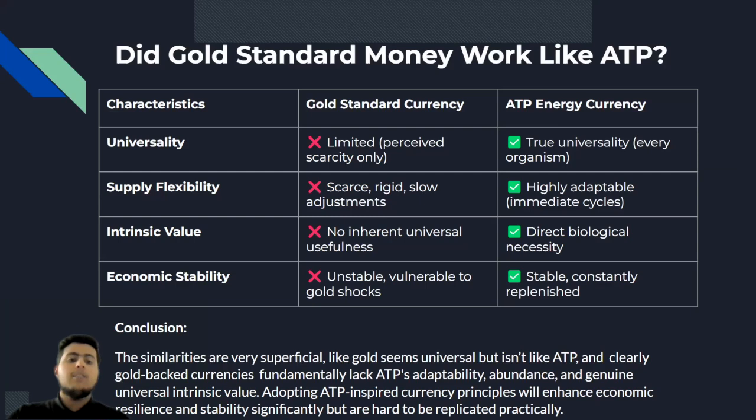Okay, so now let's talk about whether the gold standard money worked like ATP energy currency. So first of all, what is the gold standard monetary system? The gold standard is a monetary system in which the economic unit of account is directly based on a fixed amount of gold. So in simple terms, it's a currency that is directly linked to gold. It was the basis for the international monetary system from the 1800s to 1971.